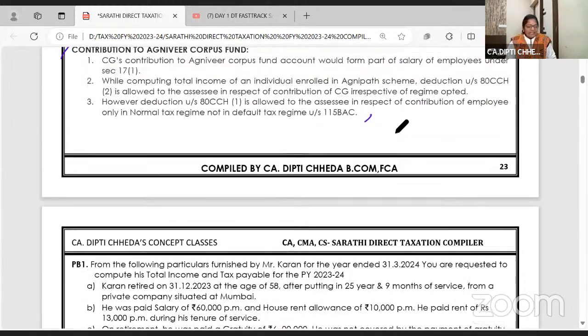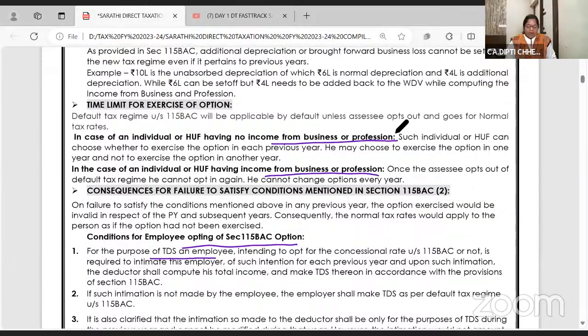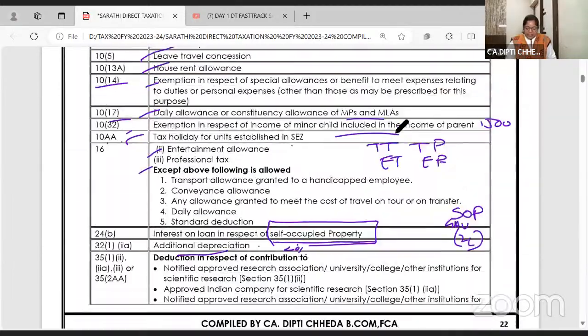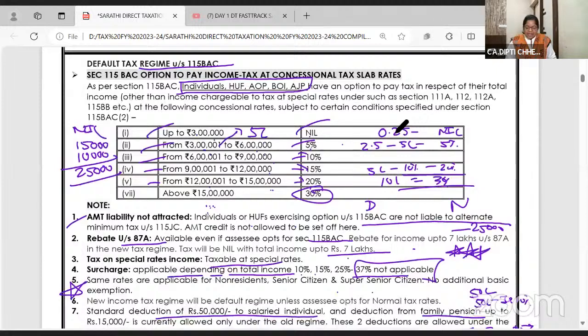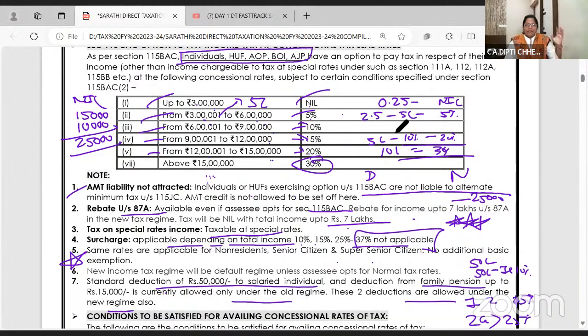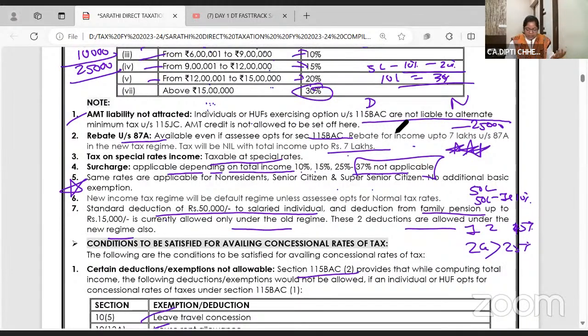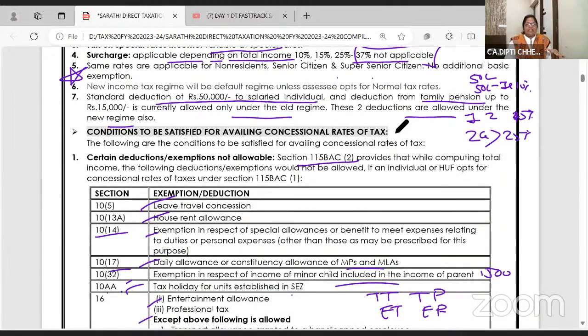Shall we revise once? If you are opting for default tax regime, then the tax rates are 3 lakh, every 3 lakh increase, 5% the tax is increasing. And rebate is there up to 7 lakhs. You will get the rebate, that is 25,000. Okay. Surcharge, special income, all. From this financial year, even in the default tax regime, standard deduction and family pension deduction will be given.